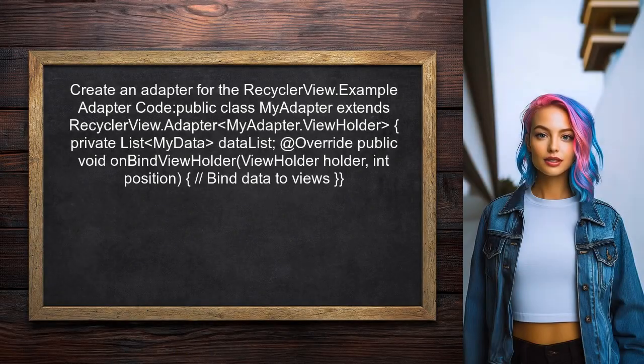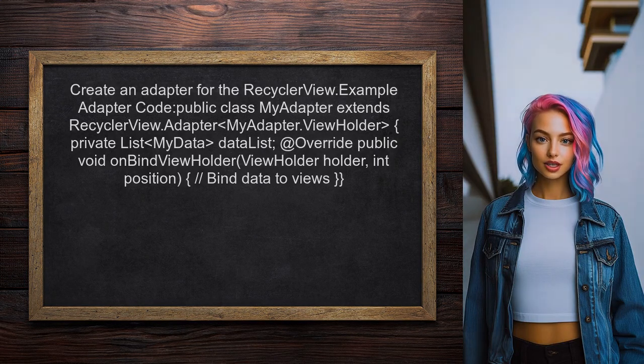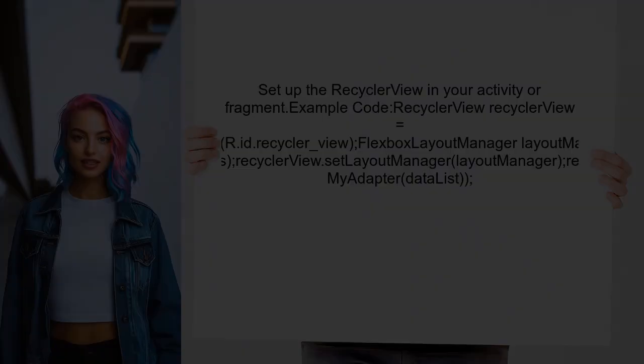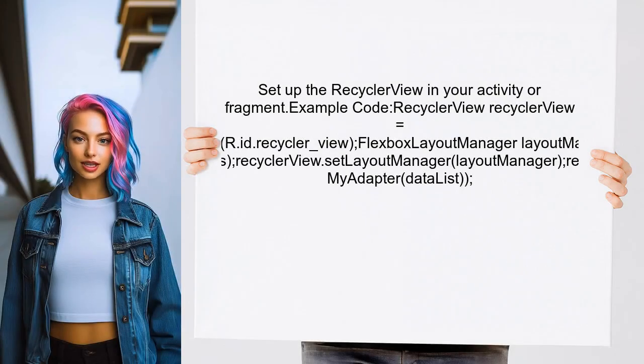After setting up the item layout, the user needs to create an adapter for the RecyclerView. This adapter will bind the data to the views defined in the item layout. Finally, the user should set up the RecyclerView in their activity or fragment. They will need to set the Layout Manager to Flexbox Layout Manager and attach the adapter.